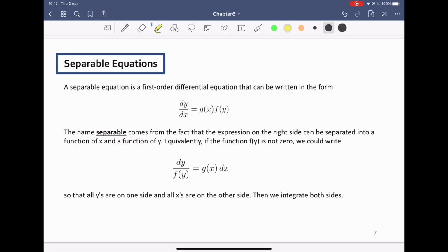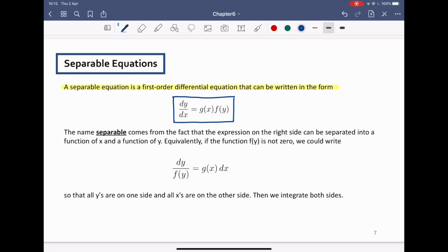So let's take a look at the definition. A separable equation is a first order differential equation that can be written in the form dy/dx equals g(x) times f(y). As I said before, you can see that the x and the y have separated on the right hand side.